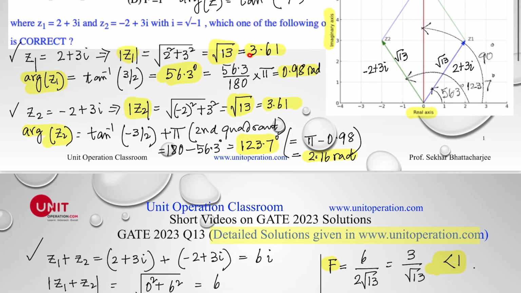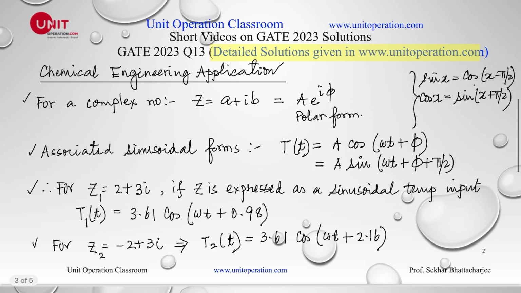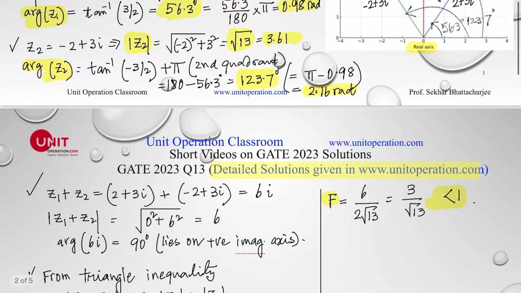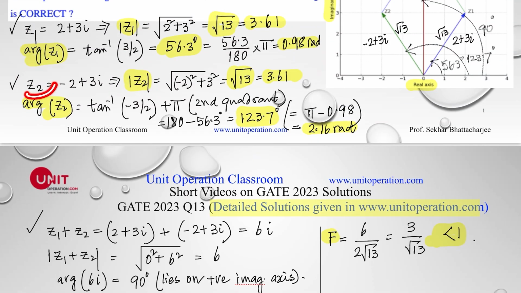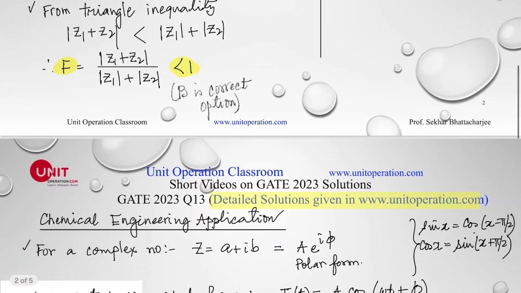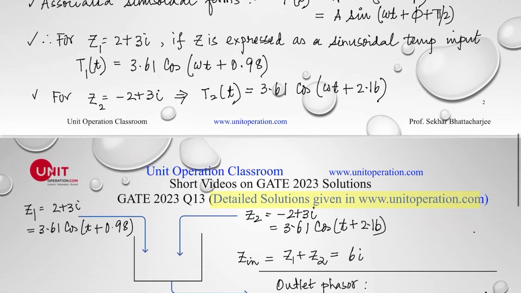This could be expressed with magnitude 3.61, as we have seen for Z1, and remember, this is 0.98 radian. So the associated function should be 3.61 cos of omega t plus 0.98 radian. Similarly, for Z2, this would be 3.61 cos omega t plus 2.16 radian. Now, let us see what could be an application.